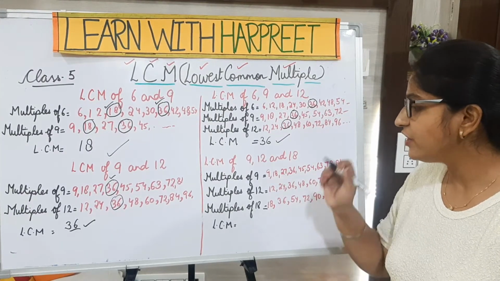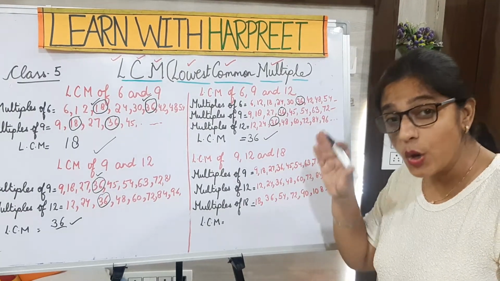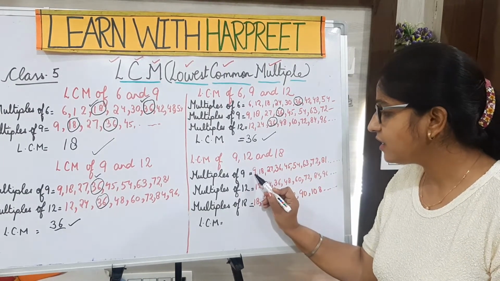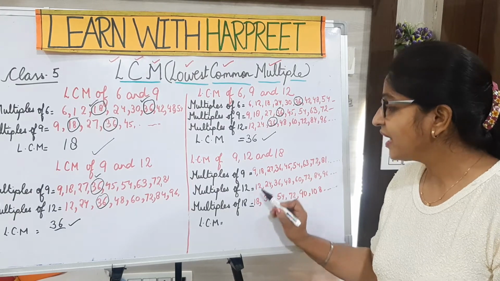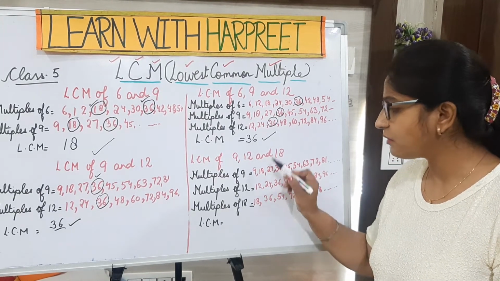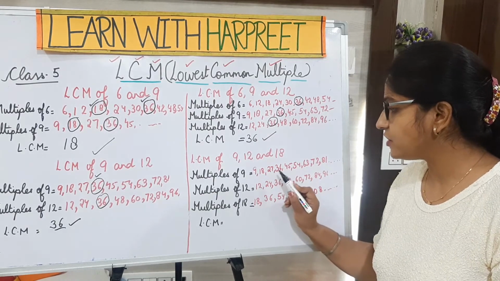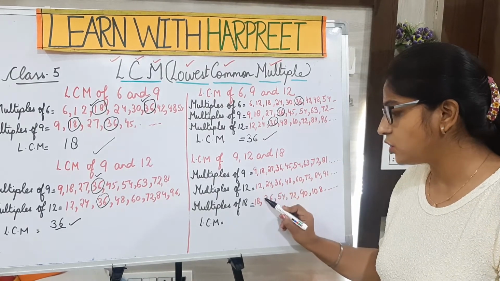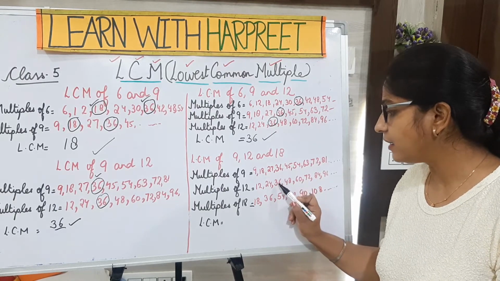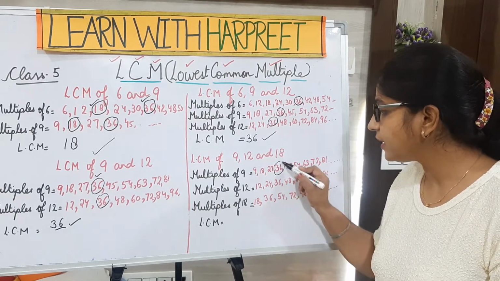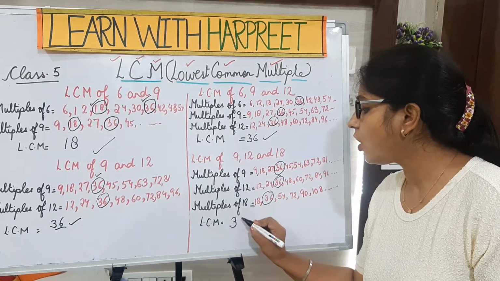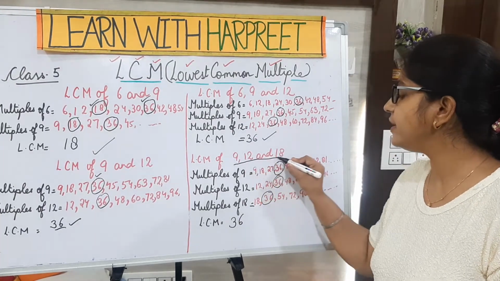Now let me see which is the common multiple and the lowest multiple among all the three. See, 9 is here but not here. 18 is here but not here, so it is not common in all the three. Let's come to 27. 27 is here but not here. Then we switch over to 36. 36 is here, here and here. So we got it. 36 is the lowest common multiple among all these three given numbers.